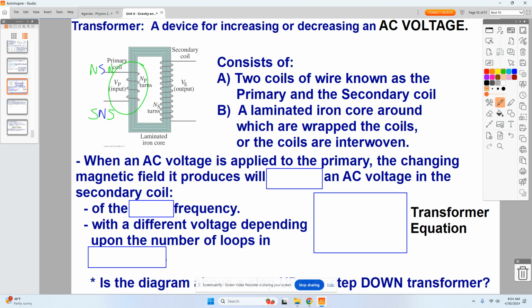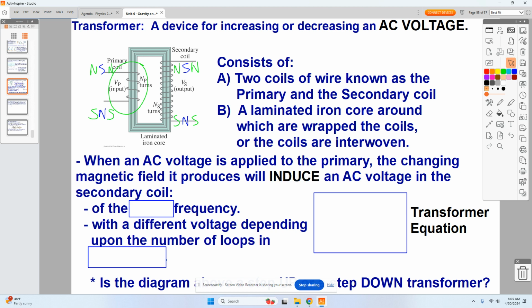Now that iron core has another side, so on this side over here I also have a north-south magnetic field that's changing within a coil of wire. Again, same idea, it's got to be alternating. And what that would do is induce a current in that coil of wire on the secondary side. This is what we call mutual induction. So we induce an AC voltage on the other side.